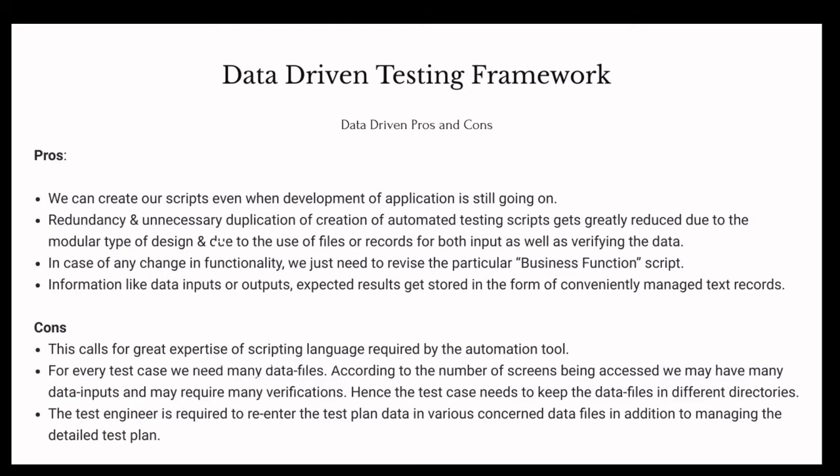In case of any change in functionality, we just need to revise our particular business function script. Information like data inputs or expected output results gets stored in the form of conveniently managed text records. So whatever results we got from our test scripts, we are just recording them into a particular text format. The cons are that great expertise in the scripting language required by the automation tool is needed.